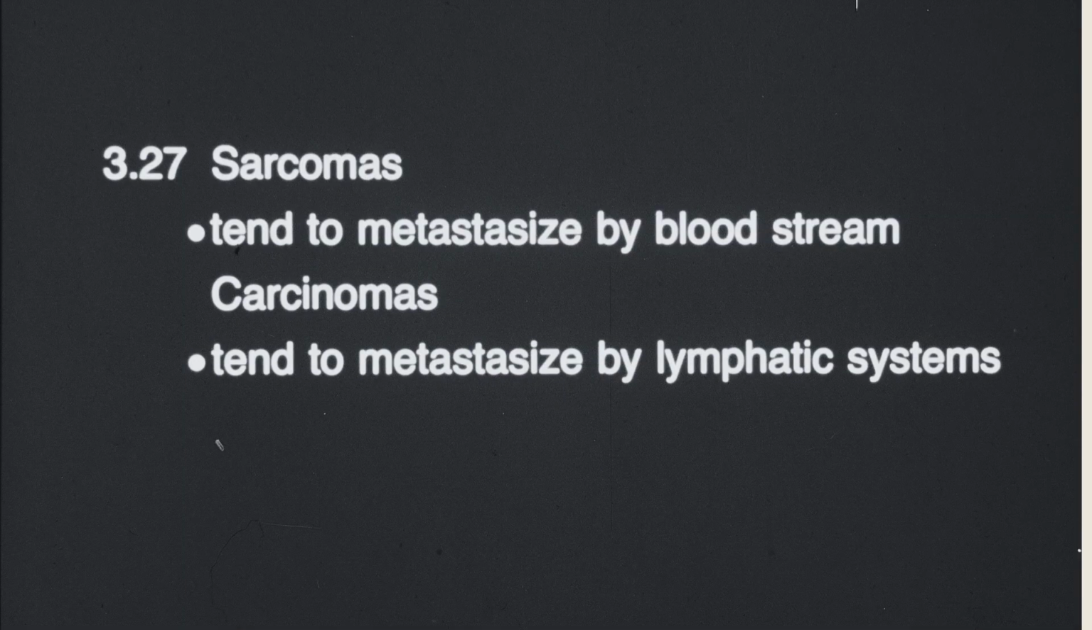Certain malignant neoplasms tend to favor metastasis by certain routes. For example, sarcomas tend to metastasize by way of the bloodstream. On the other hand, carcinomas tend to metastasize first by way of the lymphatic system. These are not arbitrary rules, however, because some sarcomas will metastasize by gaining access to the lymphatic system, and conversely, some carcinomas will invade the blood vascular route as their means of metastasis.